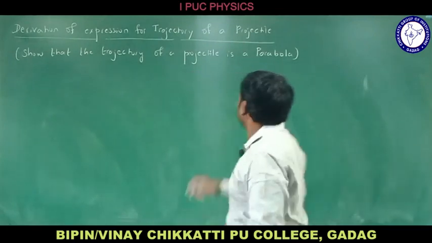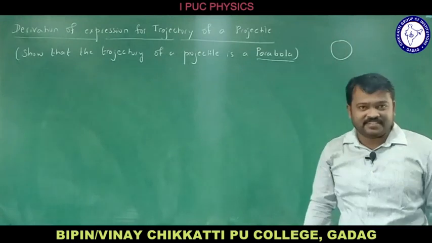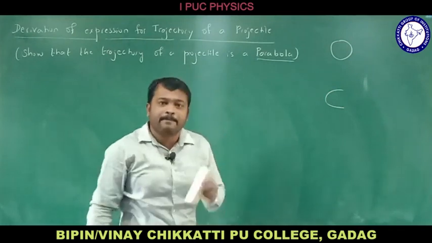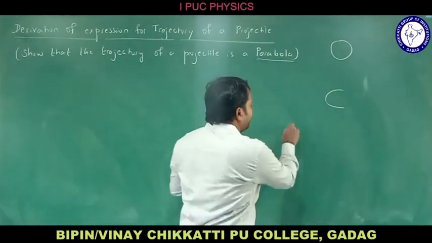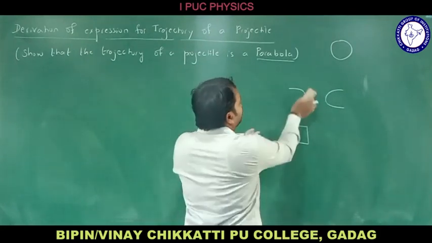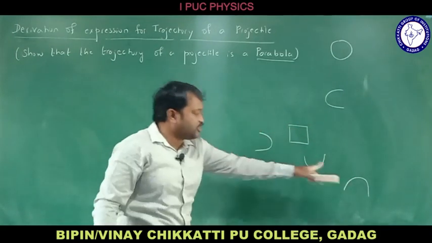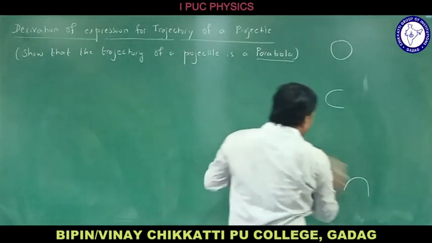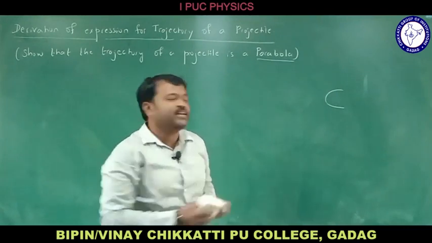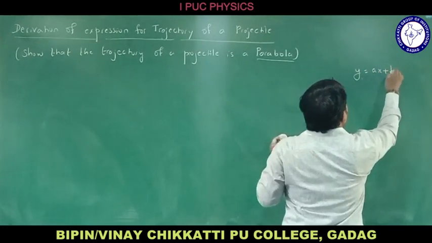Let me tell you the meaning of parabola. This here is called a circle, and this is a square, and this kind of shape is called a parabola. A parabola may be like this, or it may also be like this; you have studied these structures, called parabolas. Whenever we discuss the parabola, we need to understand the equation of a parabola. Before we start, the equation of the parabola is y = ax + bx².